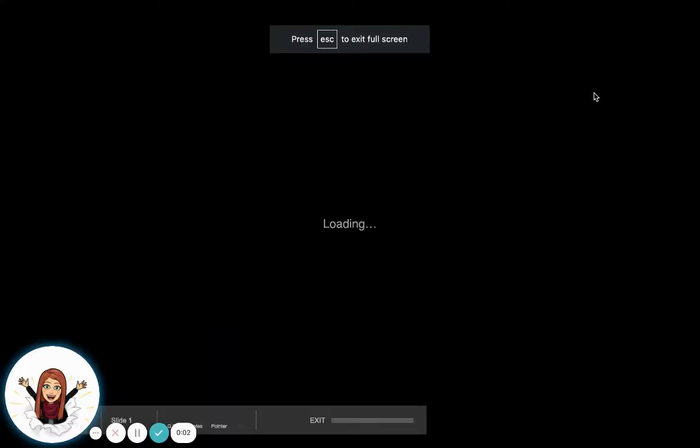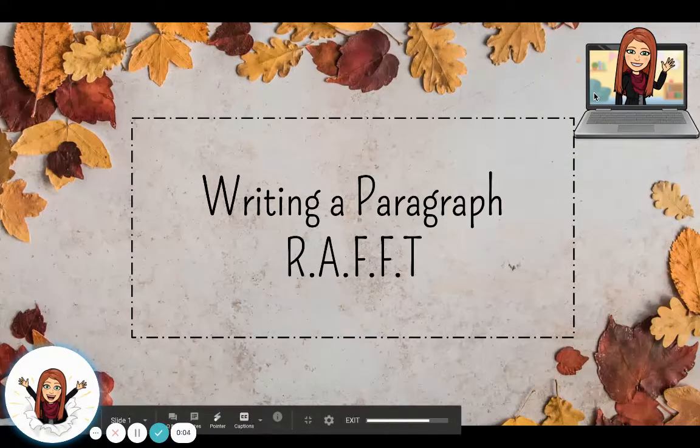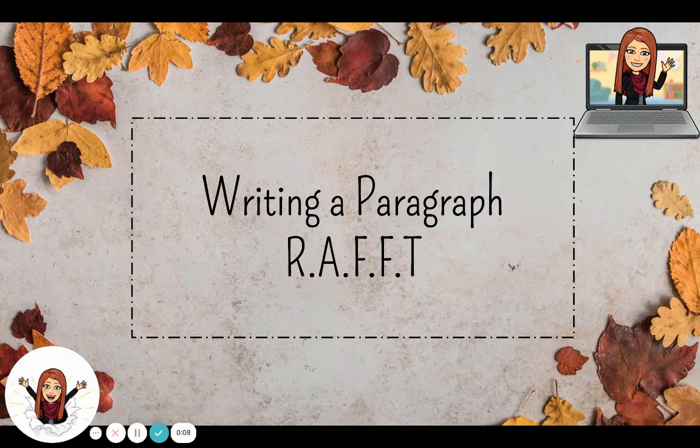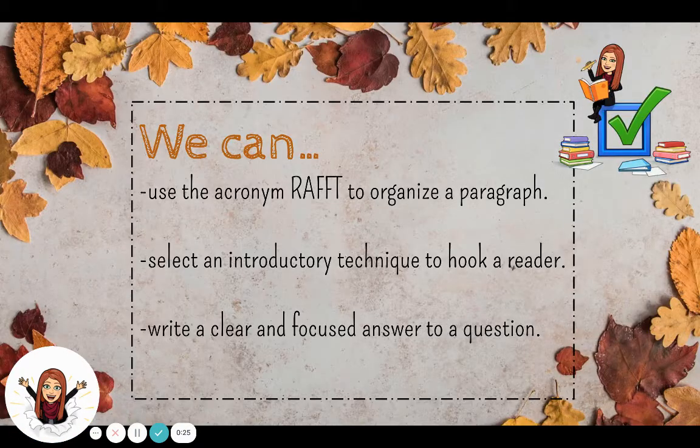Hello, ladies and gentlemen. This week for our independent work, we're going to start to focus on how to write a paragraph. So we're going to think of this paragraph like a puzzle, and we're going to build our puzzle one piece at a time. So we're going to write our paragraph one sentence at a time so that our ideas are organized and are interesting to a reader. So here's our focus.